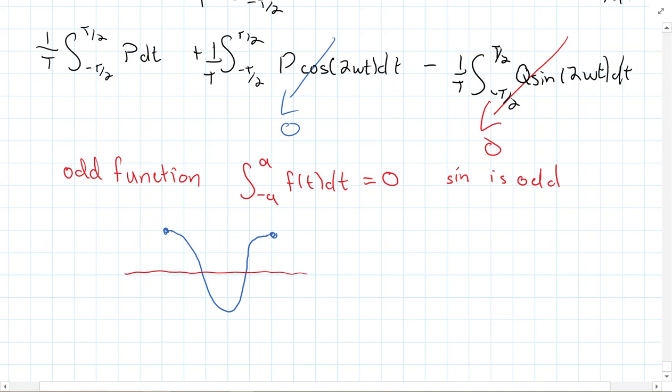And see if my sketch is all decent here. I know it's from t over 2 to minus t over 2, but I don't really necessarily care about that. I'm just putting in some bounds here, and it could be shifted. But what I'm really trying to say is this is one period of my cosine function.